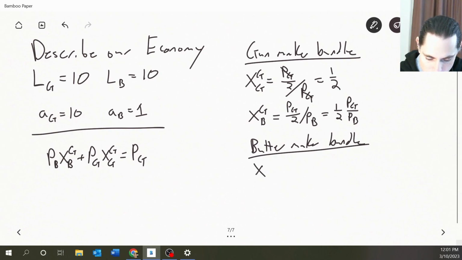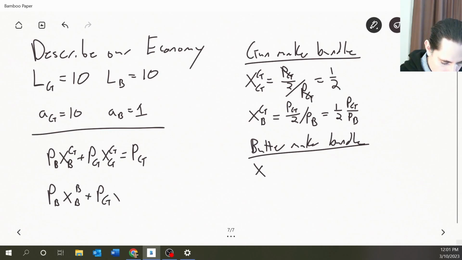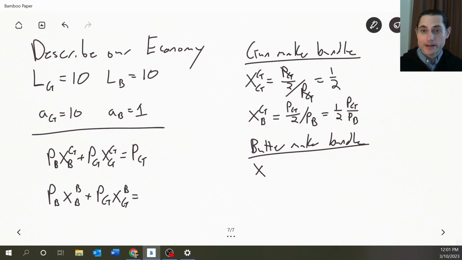So if we could write it, so here's the budget constraint for the gun maker. Let's write out the budget constraint for the butter maker. It's going to look very similar. But now the wage for the butter maker, let's think about the butter maker. How much money are they going to make?